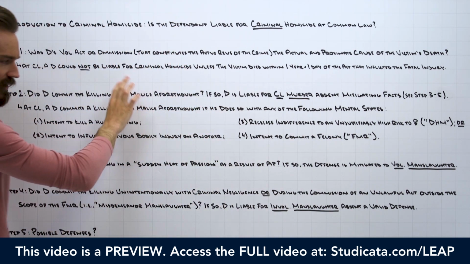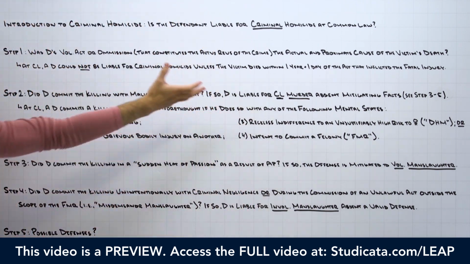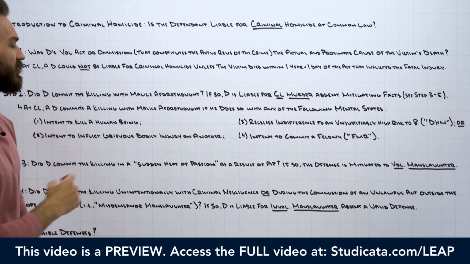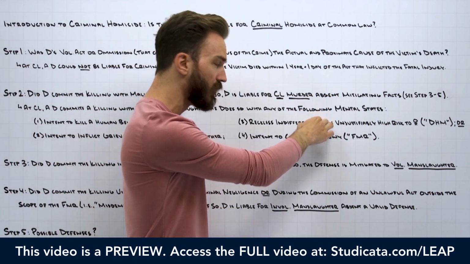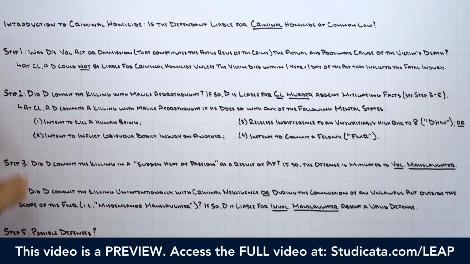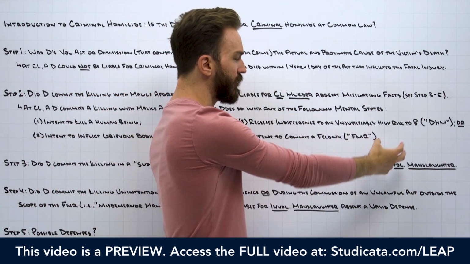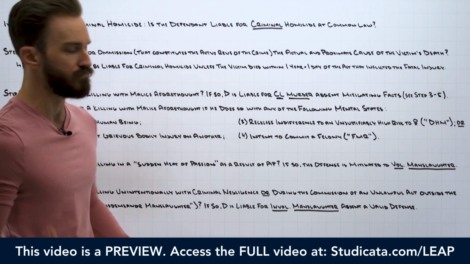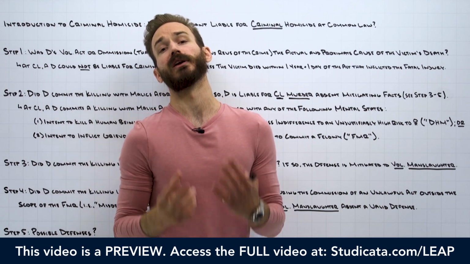So malice aforethought is just a legal term of art. Don't get confused there. So what does malice aforethought mean? Well, we say at common law, a defendant commits a killing with malice aforethought if he does so with any of the following mental states: intent to kill a human being, intent to inflict grievous bodily injury on another, reckless indifference to an unjustifiably high risk to human life, or depraved heart murder, or intent to commit a felony, otherwise known as the felony murder rule.